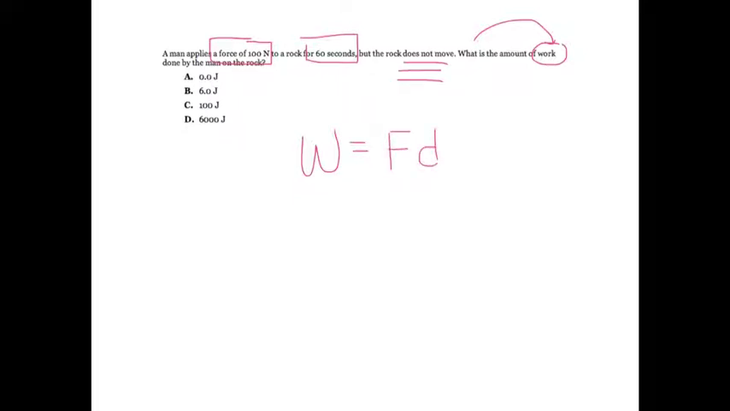A man applies a force of 100 newtons to a rock for 60 seconds. But the rock does not move. What is the amount of work? So we need to know work. Work is force times distance. Well, if the rock doesn't move, that means it moves a distance of 0 meters. And the force applied is 100 newtons. 100 times 0 is just 0 joules of work.